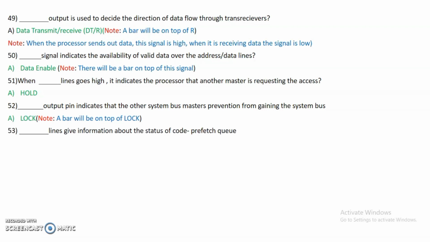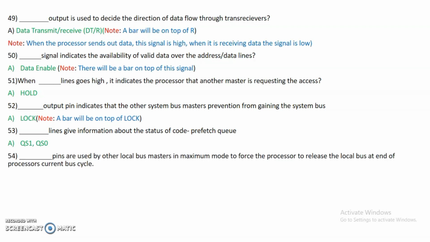Bit number 53. Dash line gives the information about the status of code prefetch queue. The answer will be QS1 and QS0. The lines QS1 and QS0 will explain the status of the code prefetch queue, whether it is decoding or whether it is fetching, and all that.